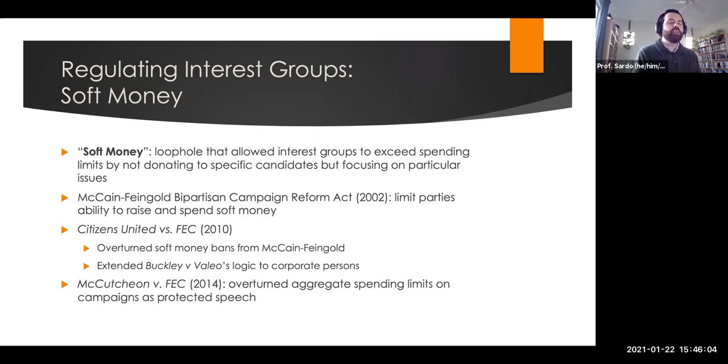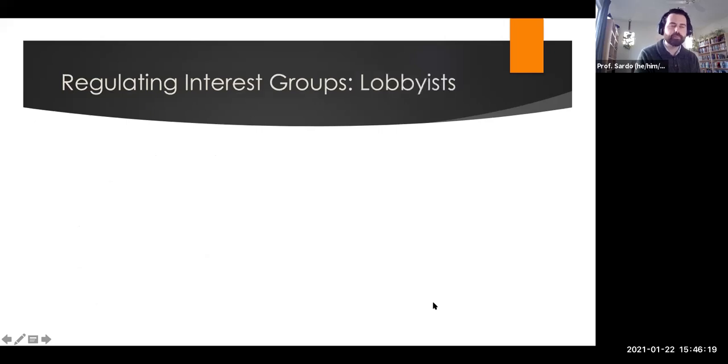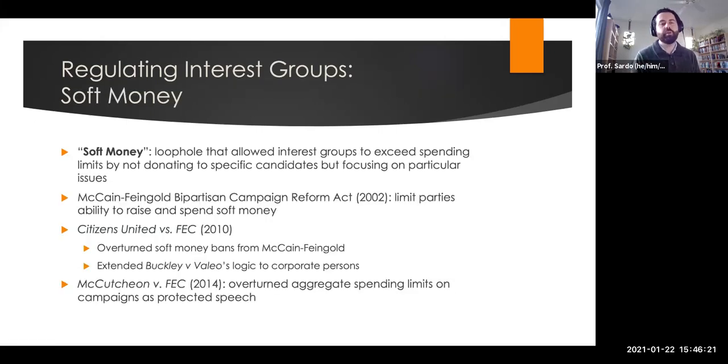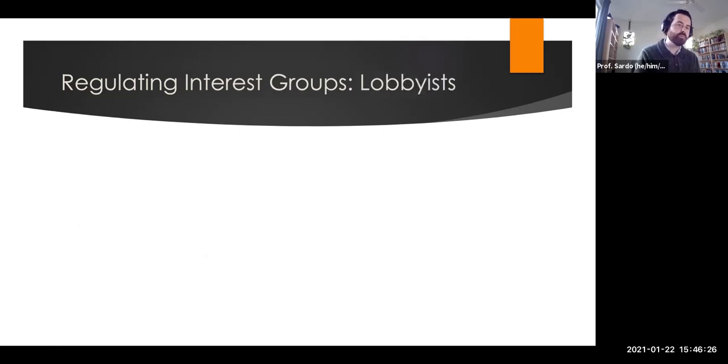Then in 2014, in the case McCutcheon versus FEC, the Supreme Court overturned aggregate spending limits on campaigns as protected speech, so that you could not have overall limits on the amount of spending that campaigns did, with the same Buckley versus Valeo logic. So you have this kind of erosion of regulations in the name of protection of political speech.